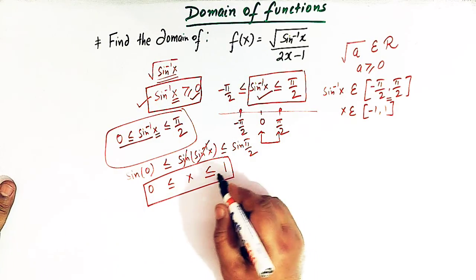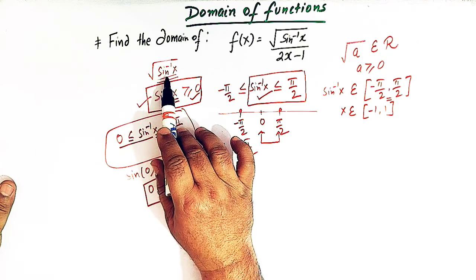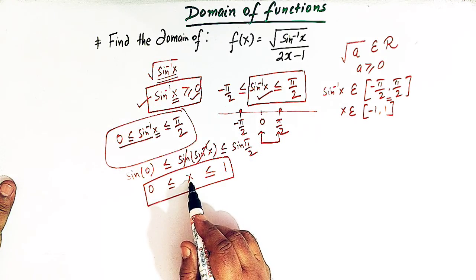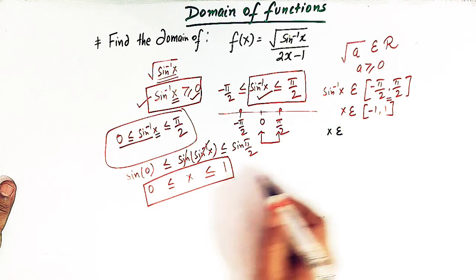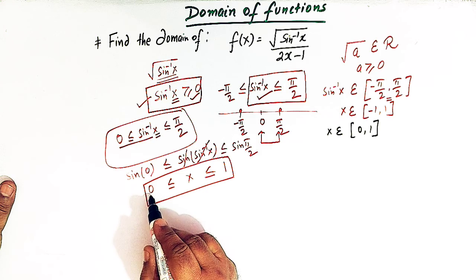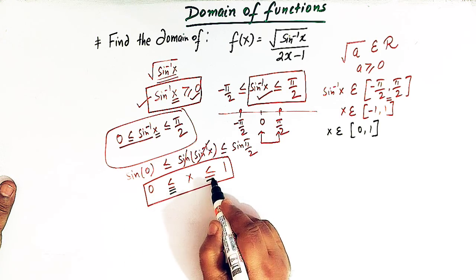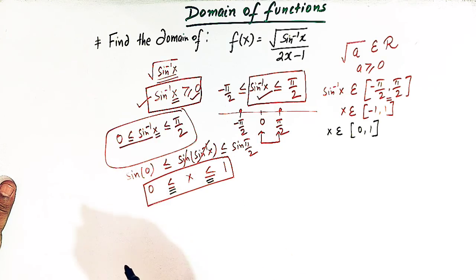So now we have obtained the domain of square root of sine inverse x as x belonging to this interval, that is 0 to 1. And remember, here we have the equality, so these 2 points are included, right?